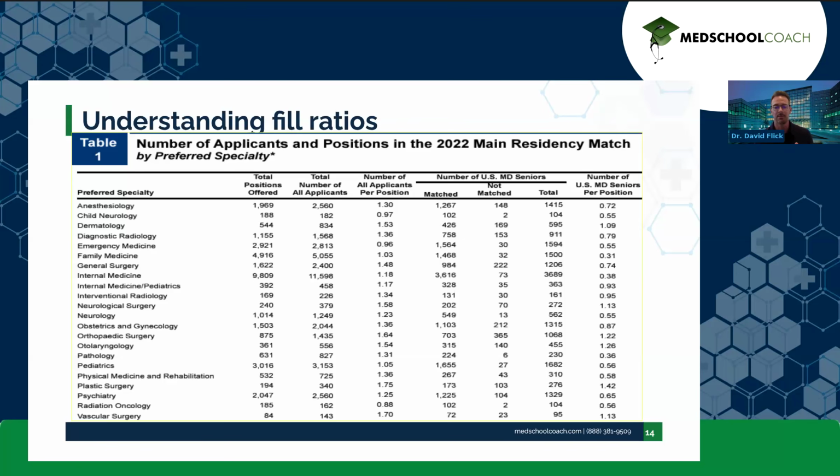Now, this is not the be-all, end-all, okay? So this does tell you something to do with competitiveness based on just how many people are applying, but you might go all the way down there and take a look at radiation oncology, 0.88. There's actually fewer applicants than there are slots. Does that mean that radiation oncology is super easy to get into? No, it's still a very competitive specialty for other reasons, but it just gives you an idea of how many positions are out there and how many people you are competing with.